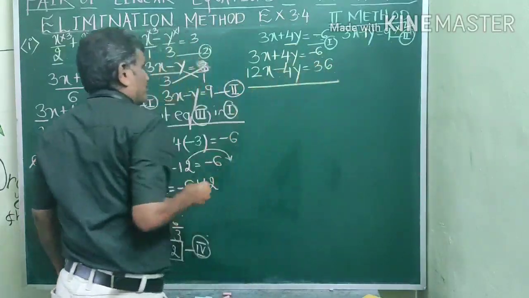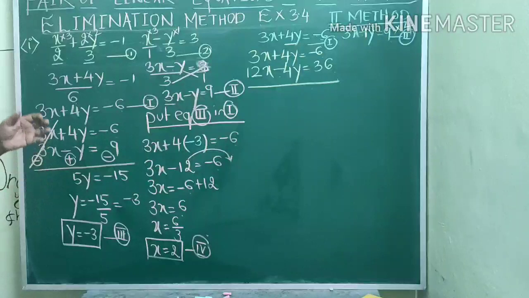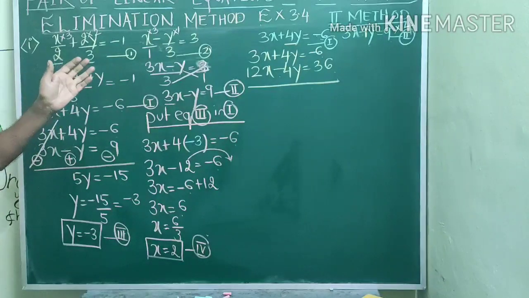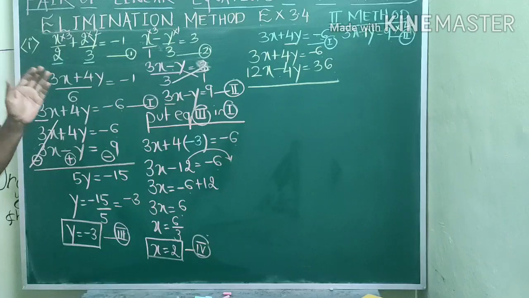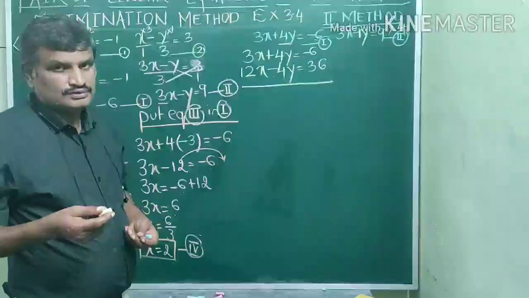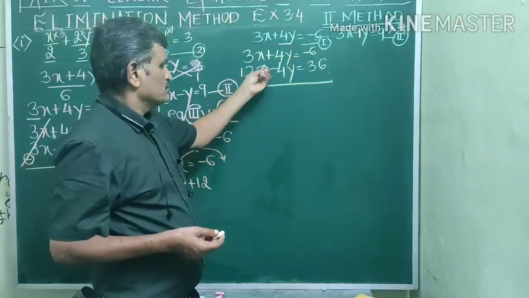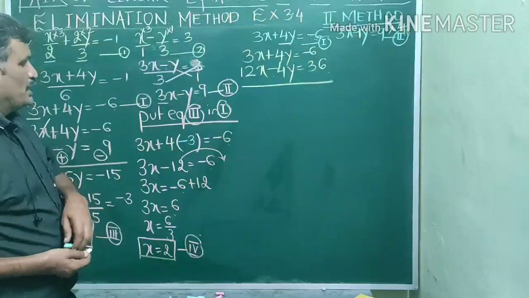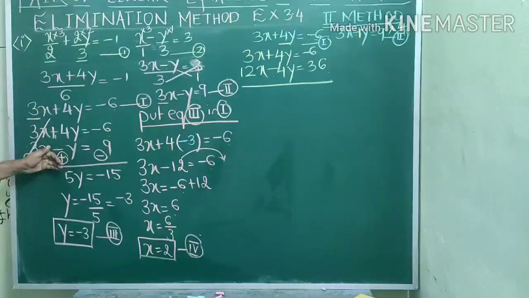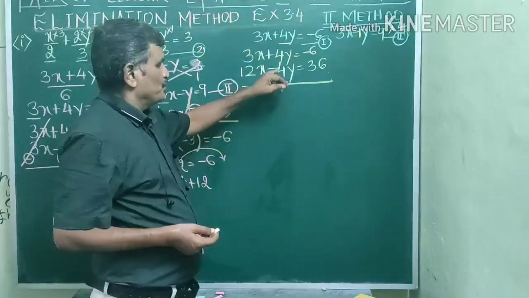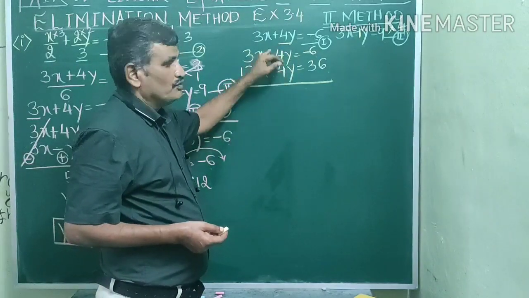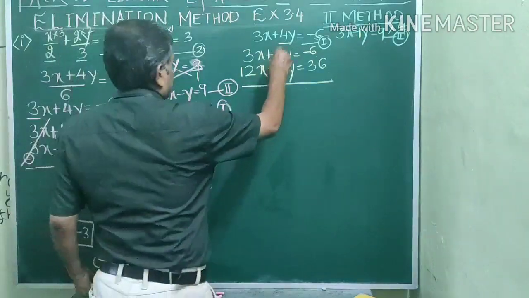Here, many times children ask, sir, why did you change the sign, or why did you not change the sign? See, we don't change the sign for the sake of fun. Here, 3x plus 4y is equal to minus 6, and 12x minus 4y is equal to 36. Now, in the first method, I changed the sign. The purpose of changing the sign was that the coefficients of x were equal, but with the same sign. Here, I am not going to change the sign because the coefficients of y are the same with different signs. So, directly it can be cancelled.